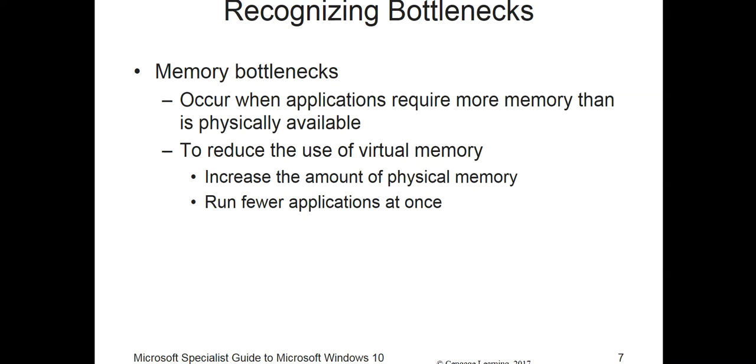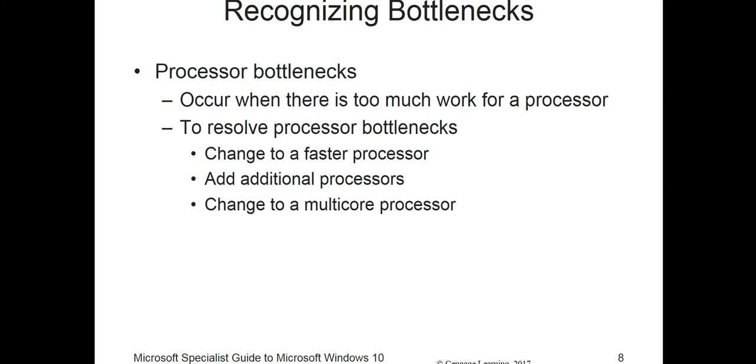Now, memory bottlenecks occur when applications require more memory than is physically available. To reduce the use of virtual memory, you increase the amount of physical memory. Run fewer applications at one time. Now, there are processor bottlenecks, and they occur when there's too much work for a processor to actually perform. You resolve those by changing to a faster processor.